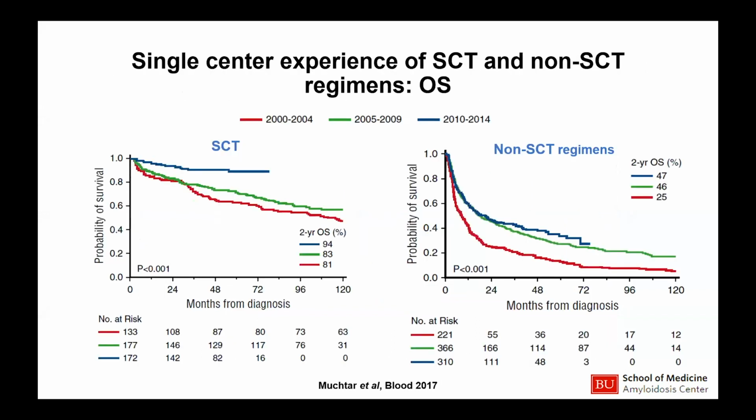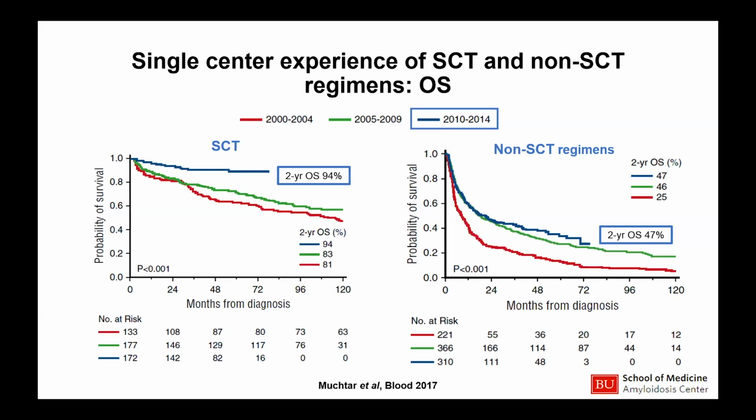Mayo Clinic investigators also reported their experience on patients with stem cell transplantation and non-stem cell transplant regimens. We will focus on the later period of 2010 to 2014, and in this particular time period, 2-year overall survival with stem cell transplantation was 94%, and 2-year overall survival with non-stem cell transplant regimens was 47%.